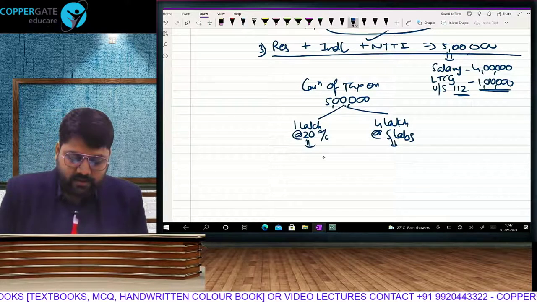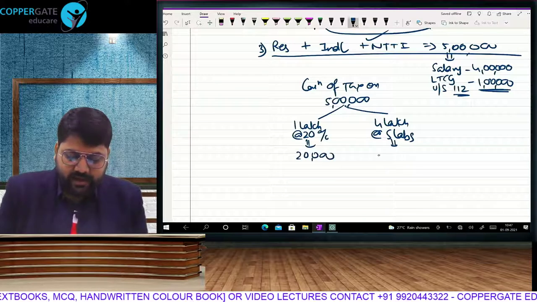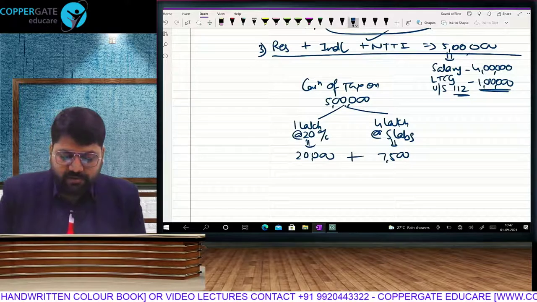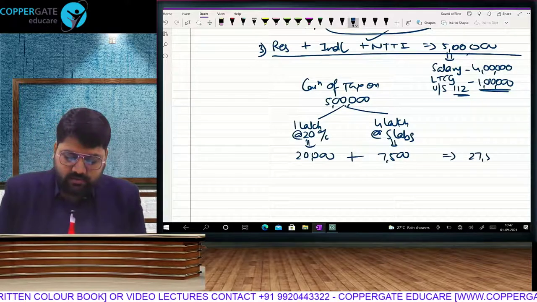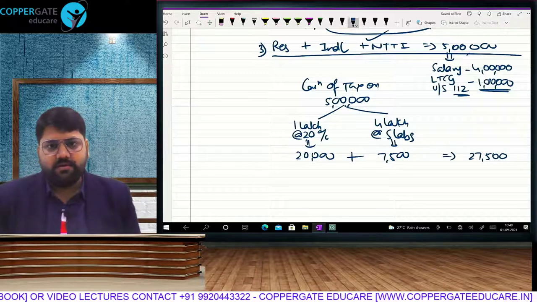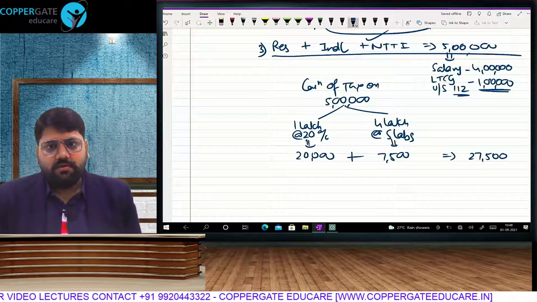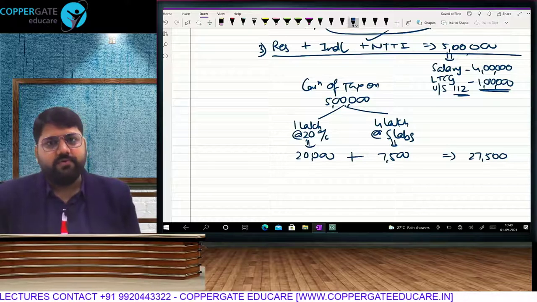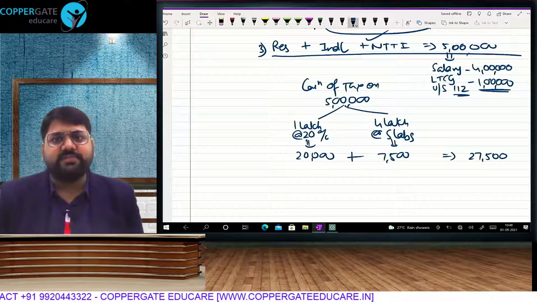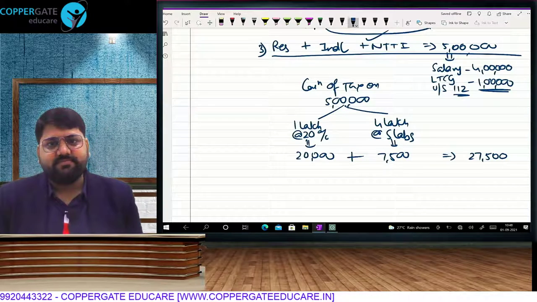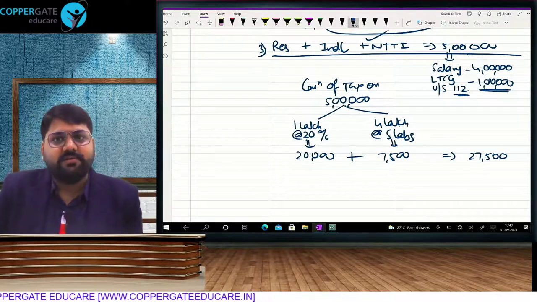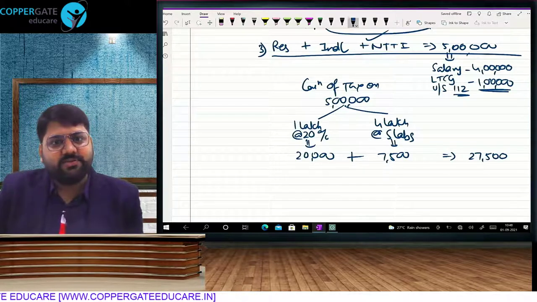So, do you understand? You get 20,000 tax here and 7,500 here. And what is your total basic tax then? Total will be 27,500. Do you understand? Now, I have proved it to you that it is possible that NTTI is 5 lakh, but tax is more than 12,500. Whenever our income has special rate income, it is possible. Understood now?